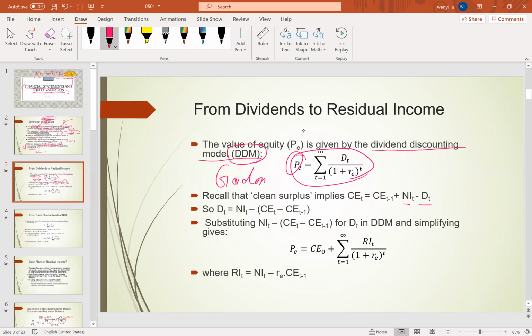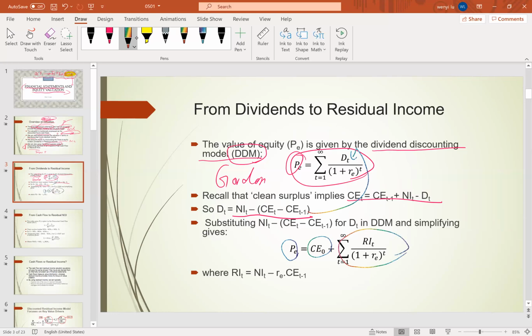So based on this, we can derive our dividend, which equals the net income minus the change of common equities from last year. And you can use this equation to substitute our dividend in our DDM model. Once you do that, you can see we finally get the price of equities equal to the current common equities plus the discounted value of the residual income in the future.